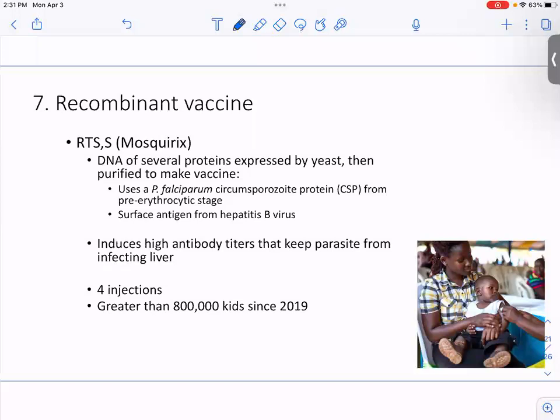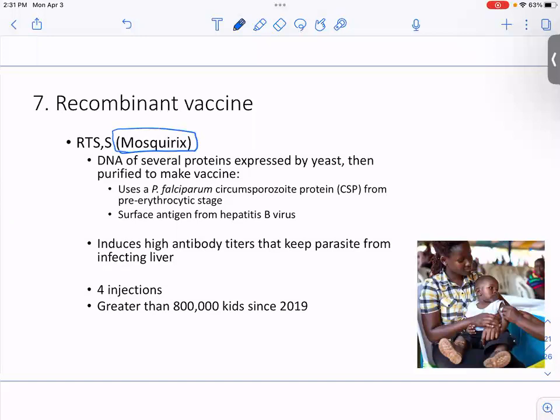Well, lo and behold, 2 years ago, there's one that's been approved by the FDA. So we do actually have a vaccine for malaria that's mostly given to kids. It's called Mosquirix. That name is a little bit easier to remember. It's also called RTS,S.